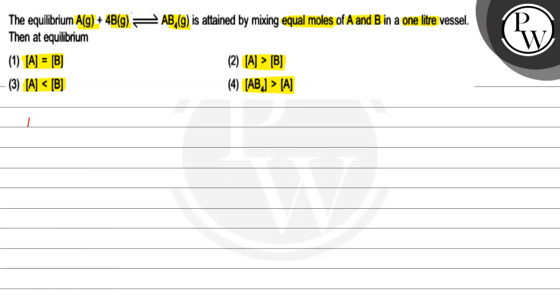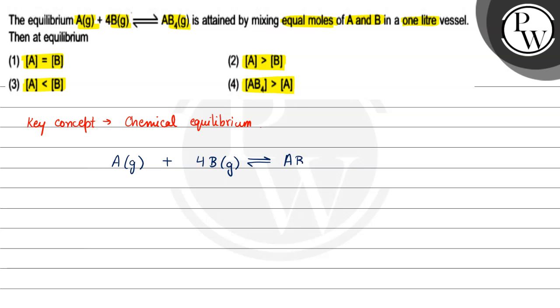So, the key concept that we will be doing in this question is chemical equilibrium. So, पहले तो बच्चों देखते हैं हमें जो रिएक्शन गिवन है. The reaction given to us is A, that is gaseous, plus 4B, that is also gaseous, is in equilibrium with AB4, which is also gaseous.